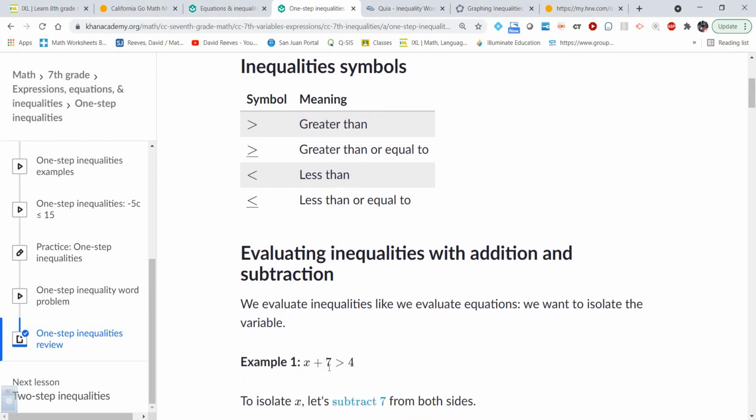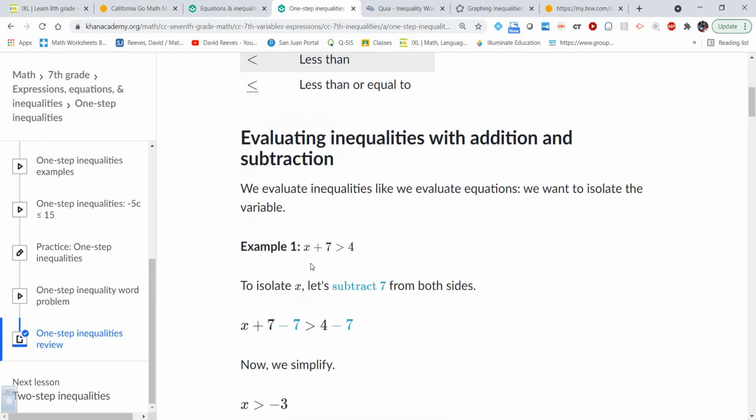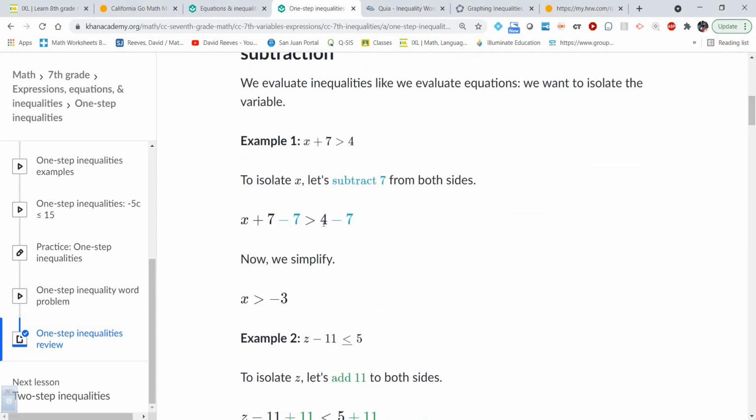So we've got x plus 7 is greater than 4. Now, if I had x plus 7 equal to 4, what would I do? I would subtract 7 from both sides. We're going to do the same thing with an inequality. Remember, we showed that adding or subtracting did not change whether an inequality stayed true or not. If it was true, it stayed true. So the inverse of adding 7, subtracting 7, we get x is greater than -3.